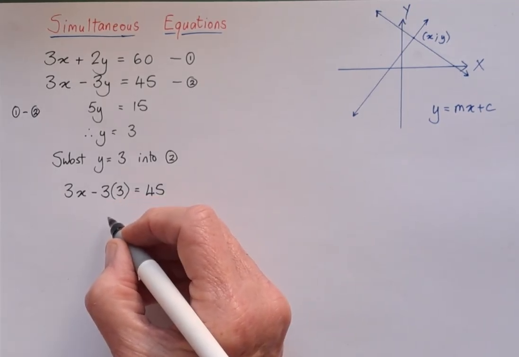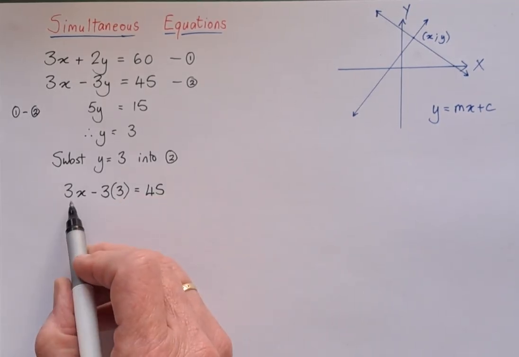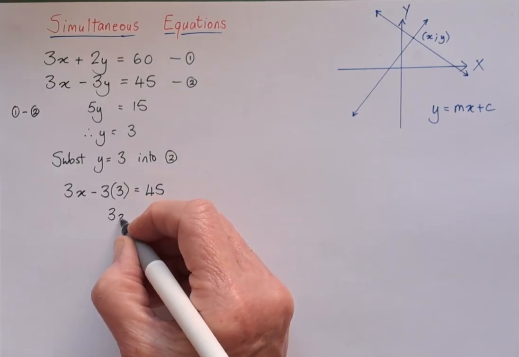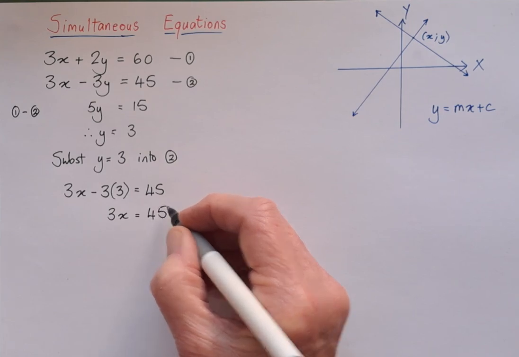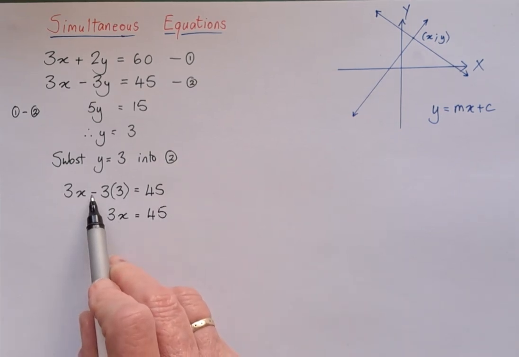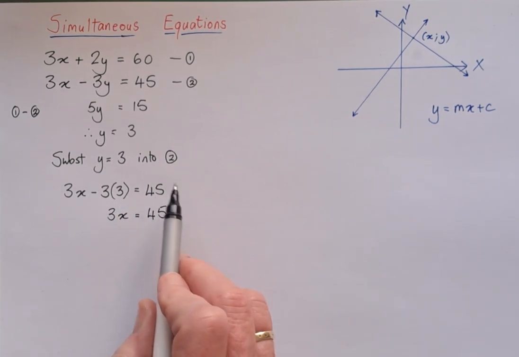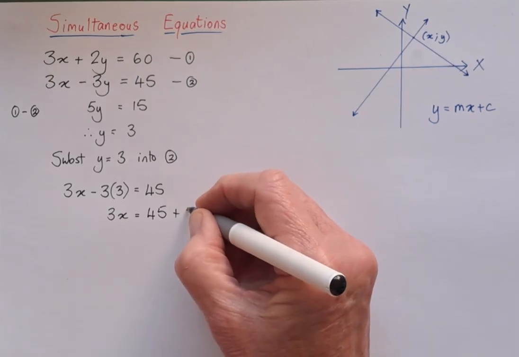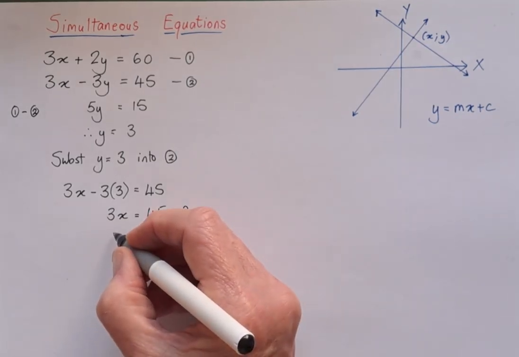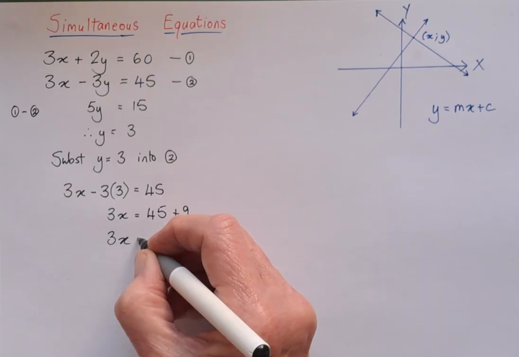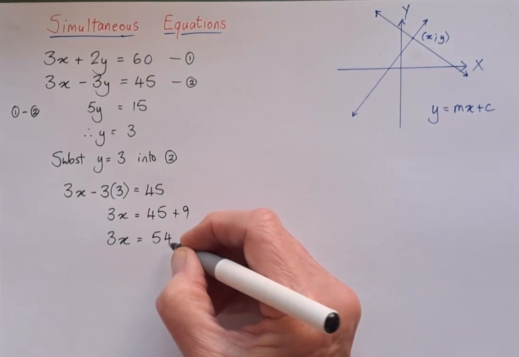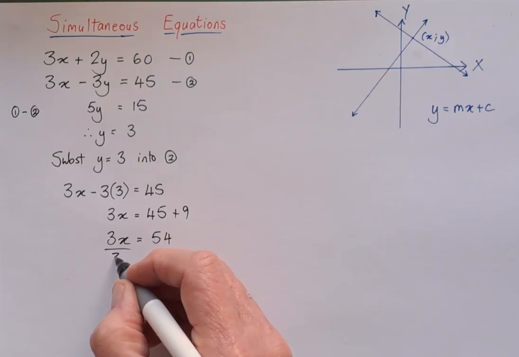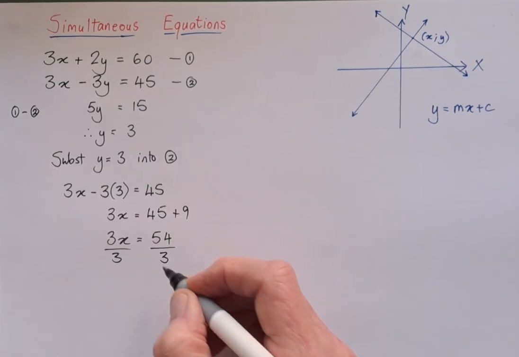I'm going to do two things in one step now. The only x value I've got here is this one, so I'm going to leave 3x on this side. I've got 45 on that side, it's not changing sides. This is giving me negative 9, and when I take it across, it's going to become positive 9. So 3x is equal to 45 plus 9 is 54. And then I need to divide by 3, divide by 3.